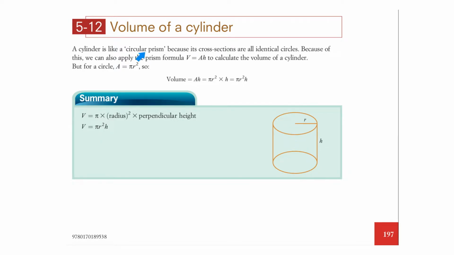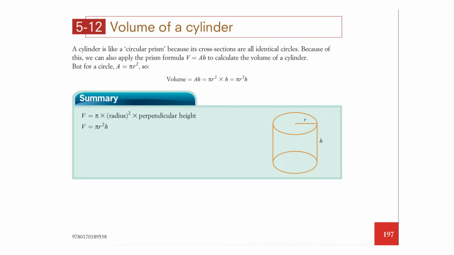It's similar to the prisms that we looked at in the previous section. Same formula. Because of this, we can also apply the prism formula, which is the volume equals the area times h. So if we know the area of that circle, we just have to multiply that area by the height to calculate the volume of a cylinder.